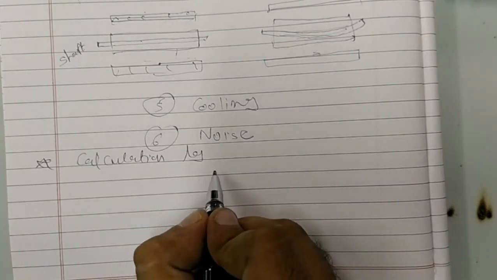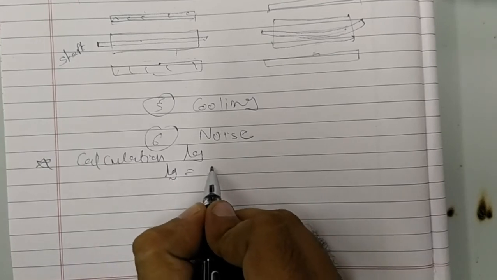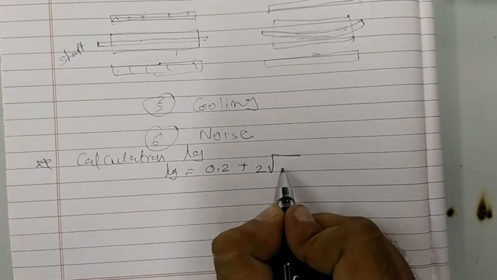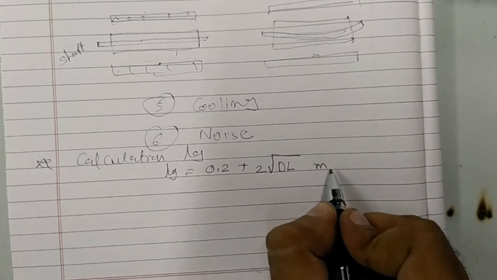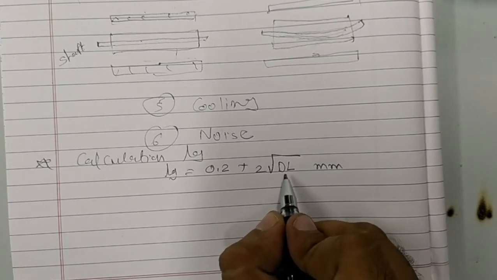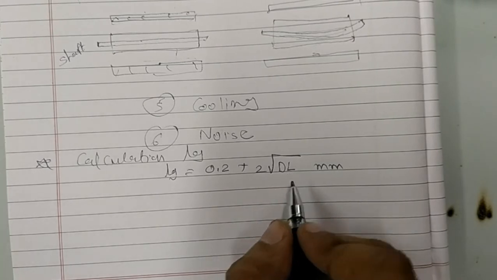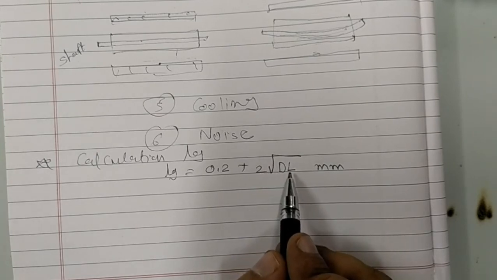So the first equation for the length of the air gap is Lg equals 0.2 plus 2 times under root D and L. D and L is nothing but the main dimension of the machine. You already know how to calculate D and L. In this equation D and L are in meters. We don't have to convert them into mm.